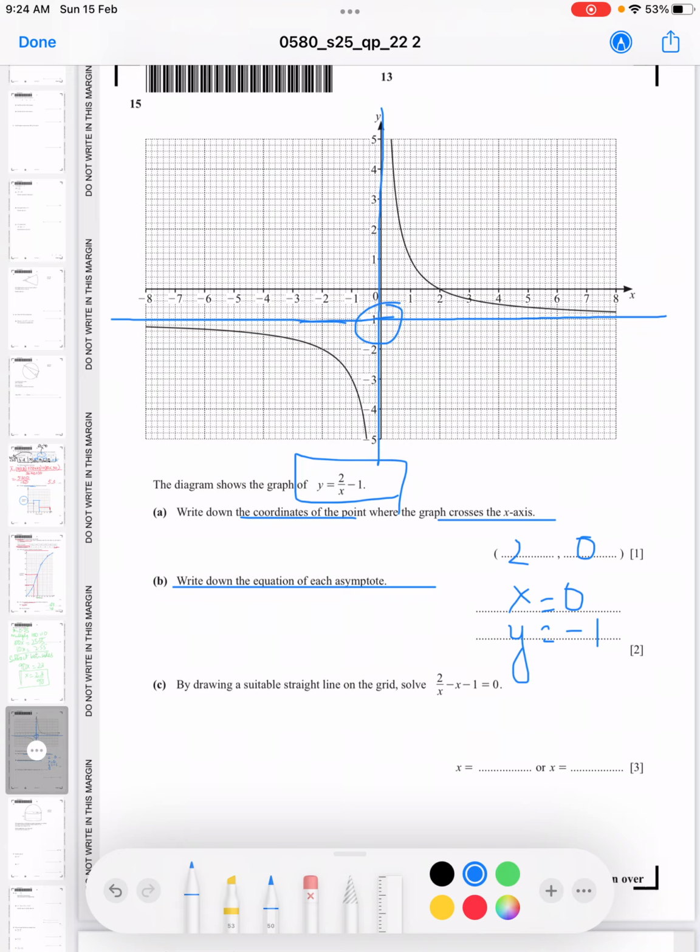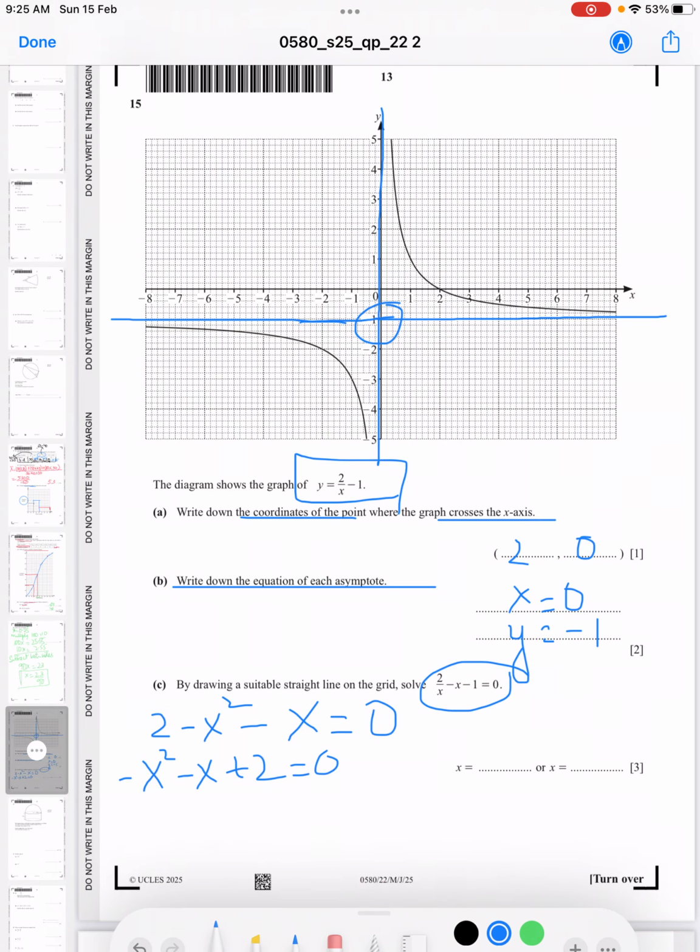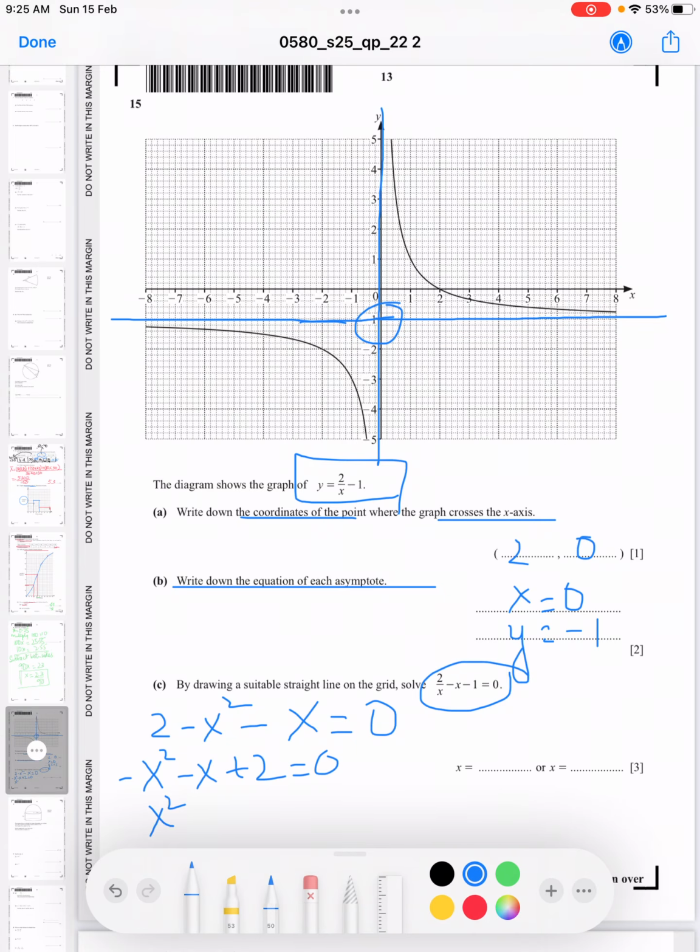Okay, now let's solve this question. 2 by x minus 1 equals 0. Multiply both sides with x. What we get? 2 minus x square minus x equals 0. Rearrange the equation. Minus x square minus x plus 2 equals 0. If I take the common of the minus sign, what we get? x square plus x minus 2 equals 0.